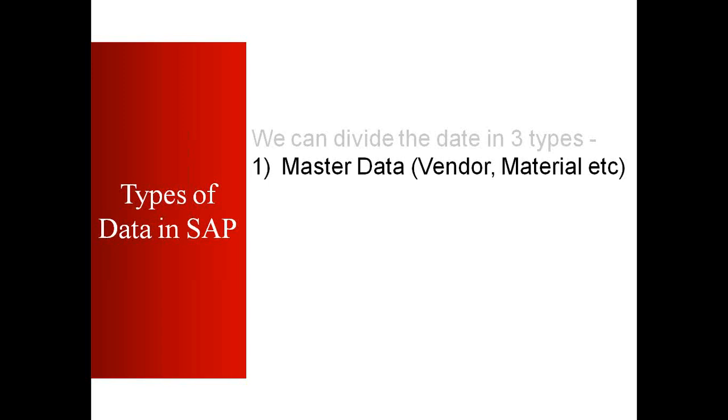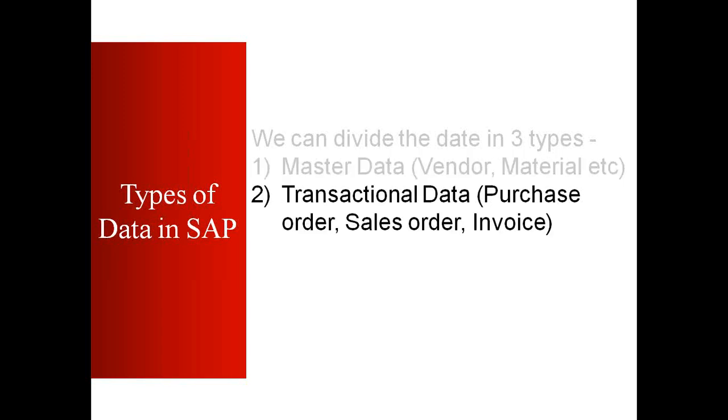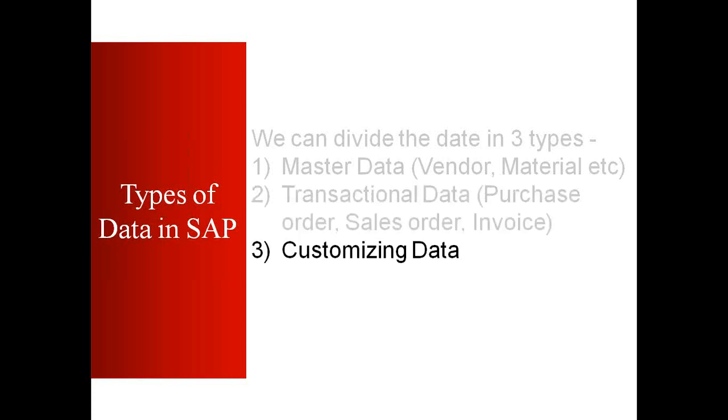The second type is transactional data, like when we're creating a purchase order, maybe a sales order, invoice, or production order. They are transaction data, where we're creating a transaction. The third type of data in SAP is customizing data. In this topic, what we're learning is master data, how we can set up master data in the SAP system, and what types of master data, which we'll see in a minute.